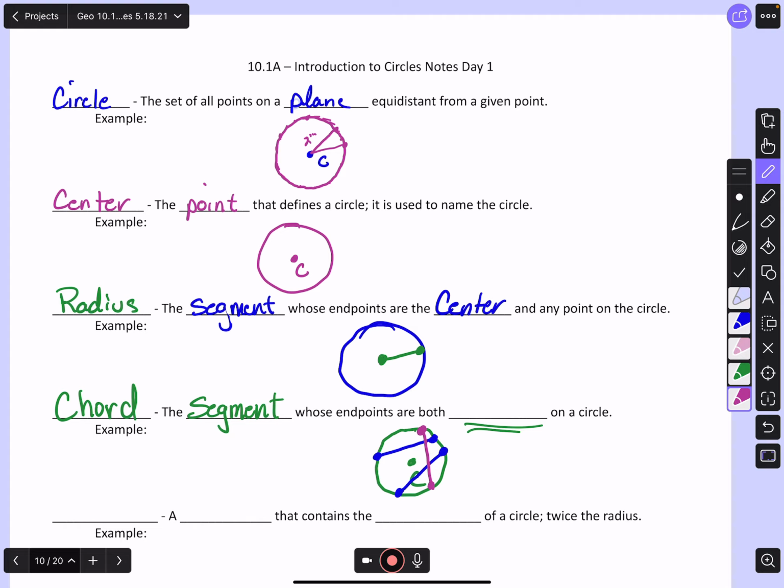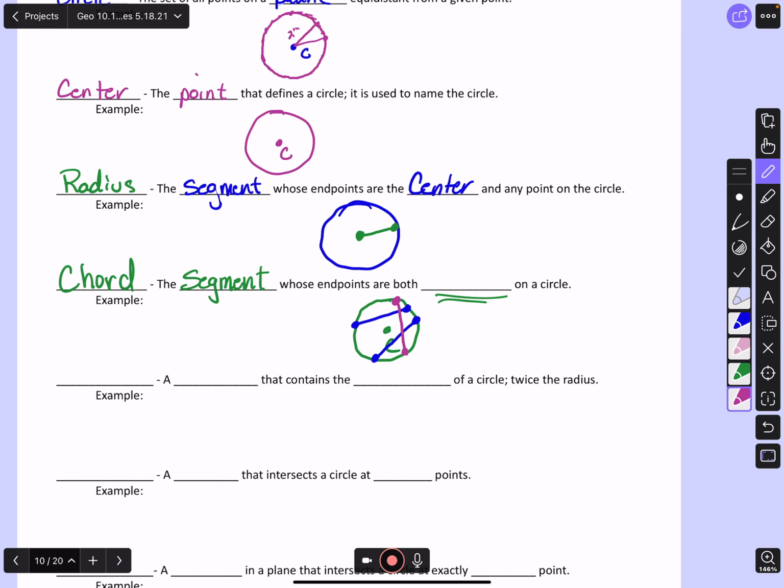There are special chords, okay? A special chord would be a chord whose endpoints are on the circle, like so, but it also goes through the center here, center C. And that is a diameter. So it's a special chord. So it's a chord that contains the center of the circle. So it's just a special chord. It is twice the radius. That is important. So diameter equals 2r, or radius equals diameter divided by 2.